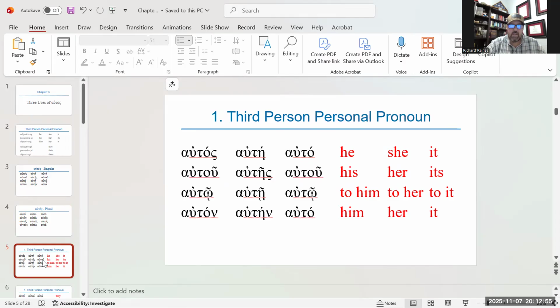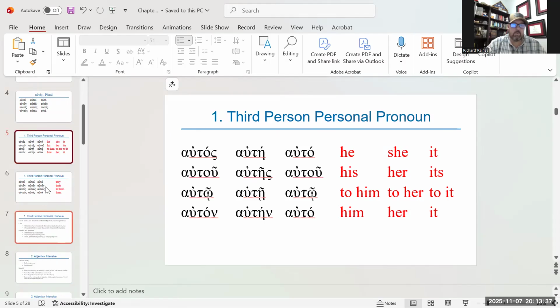Autou, autēs, autou, that is in the genitive. Now we've talked about this before. In the genitive, you could say of his, of her, of its. You don't have to. In fact, it makes a lot of sense to just use his, her, its, because of his is really kind of redundant. And then in the dative case, autō, autē, autō, to or for him, to or for her, to or for it. And of course, the accusative, which is the objective case, usually him, her, or it.